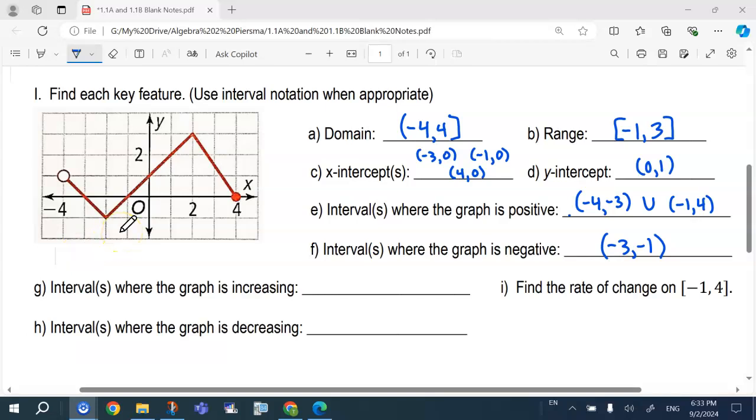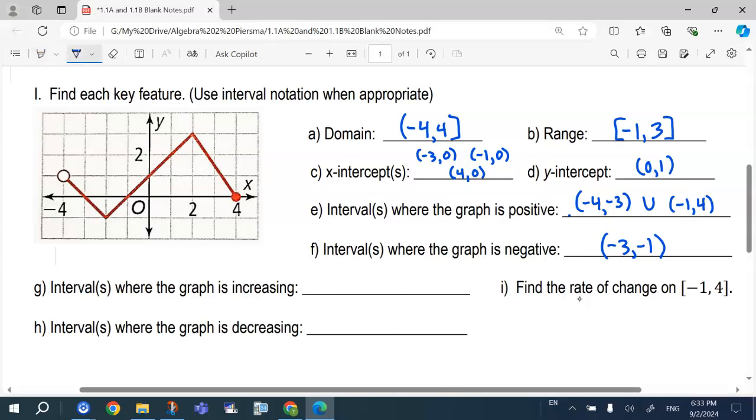Here is an example from 1.1b. We're going to answer these two questions, or actually three questions. When is a graph increasing? When is a graph decreasing? And then also, what's the rate of change given two x values? So first, the graph is increasing when we're going from left to right, when we're going up.